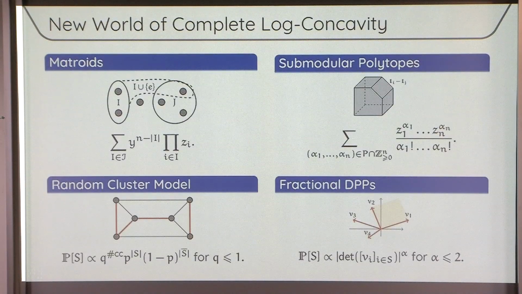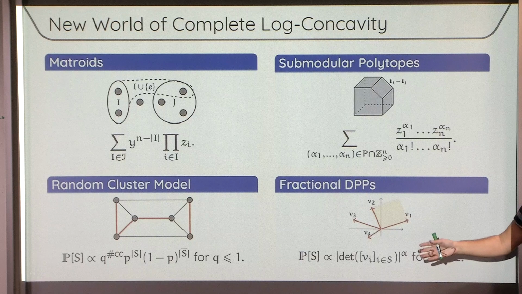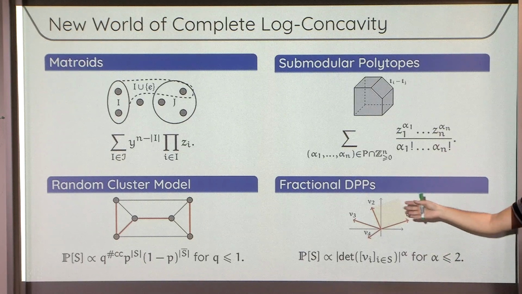All right. So that was, I showed you two polynomials for matroids which you can prove are completely log concave, but of course the machinery is there to prove other things. So here are some of the other things that you can prove are completely log concave.